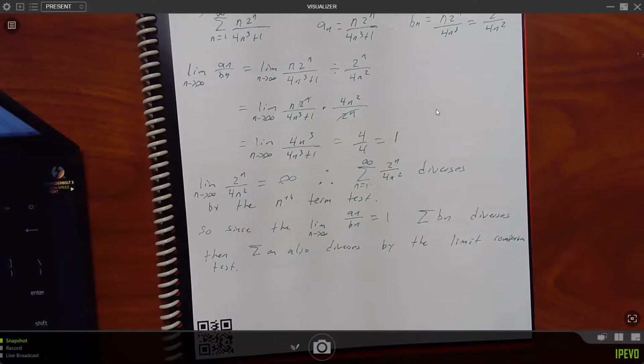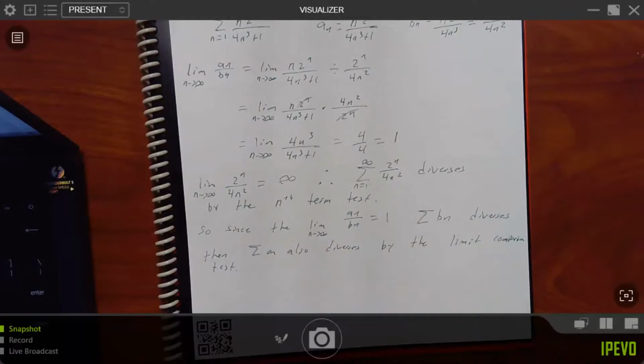Does it make sense? Okay. Let's do another limit comparison. Let's see, maybe. No, we should be fine.